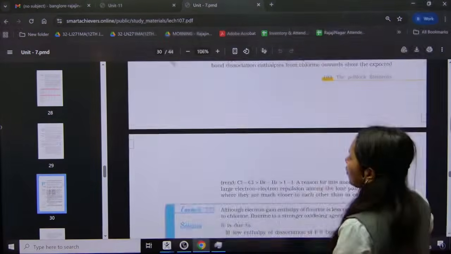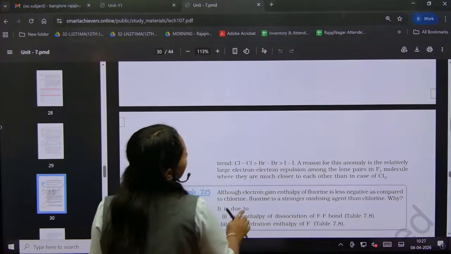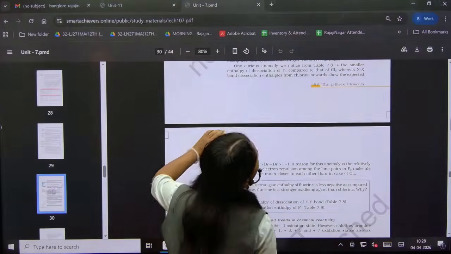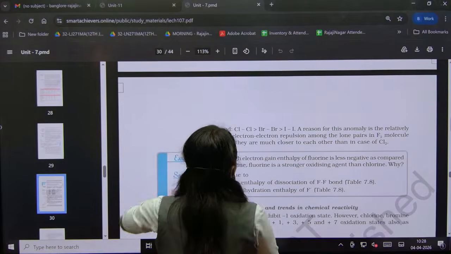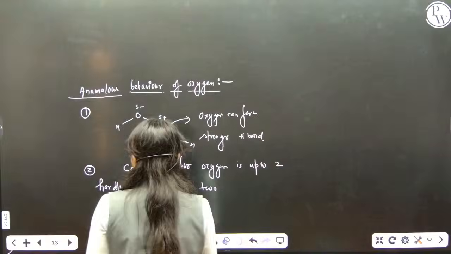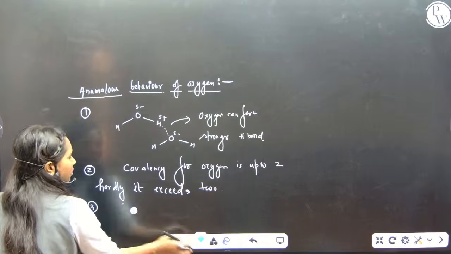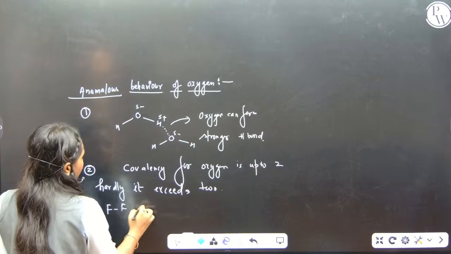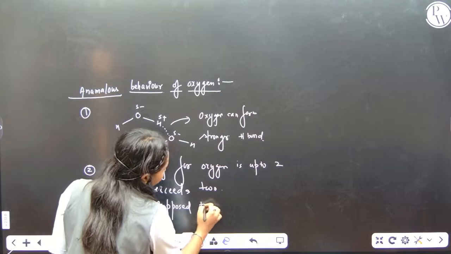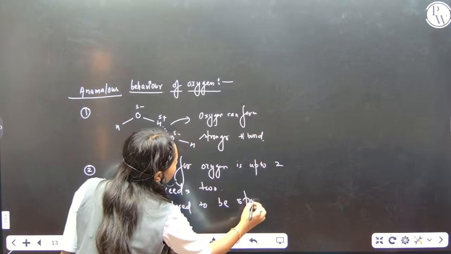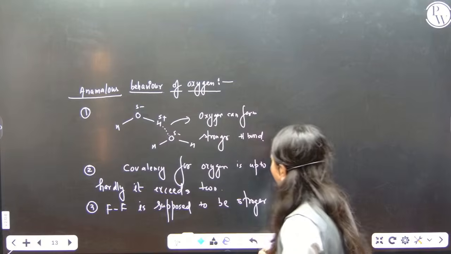Again, this is also very important, right? What is the trend? Fluorine, chlorine, bromine, iodine. The bond enthalpy in fluorine is relatively low. Okay, fine. So what they are telling you is that the F-F bond is supposed to be stronger.